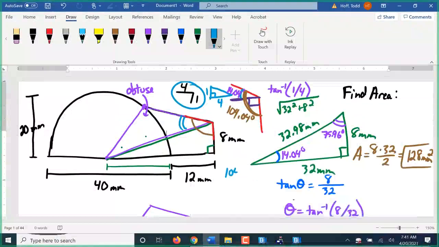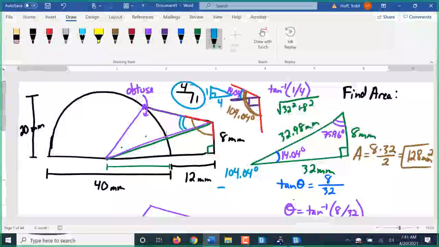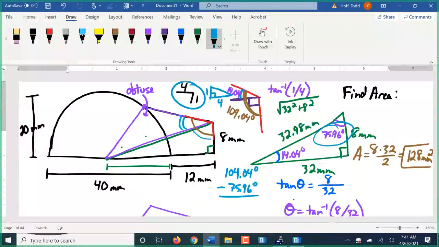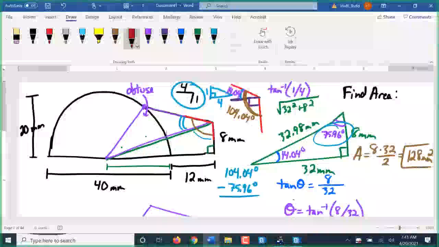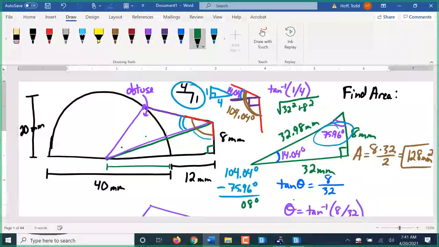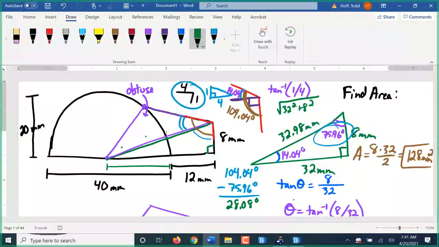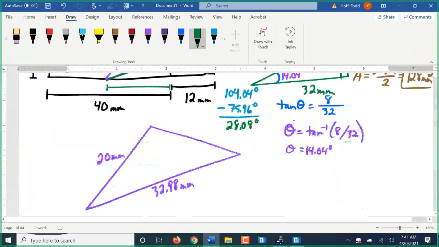Because we take our 104.04 and subtract how much? 75.96, good. So we subtract there, we're going to get 28.08 degrees. This angle is 28.08.